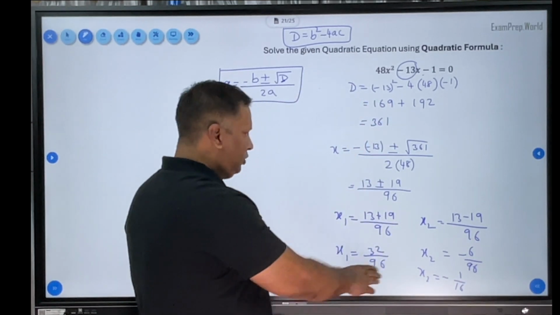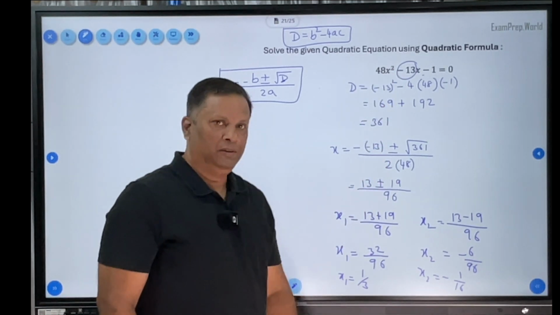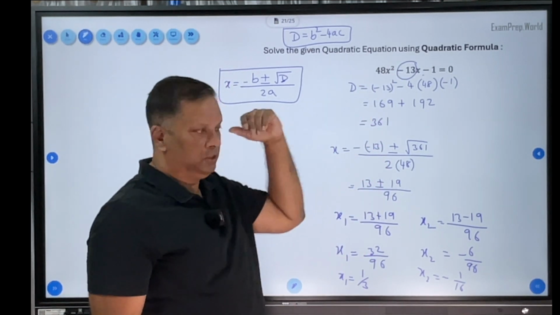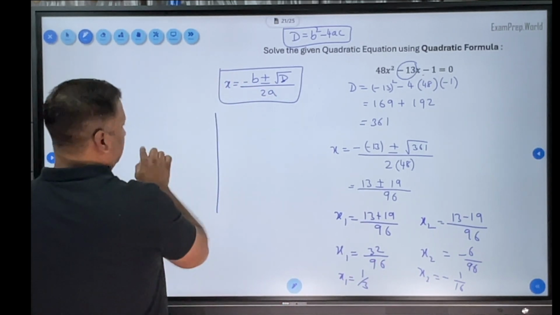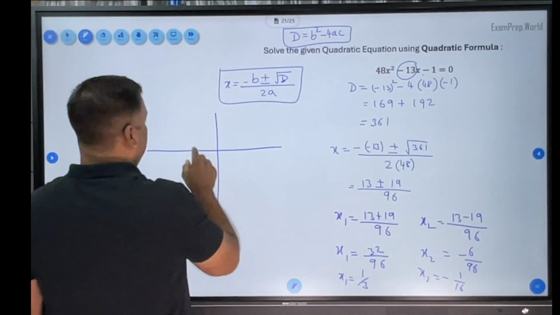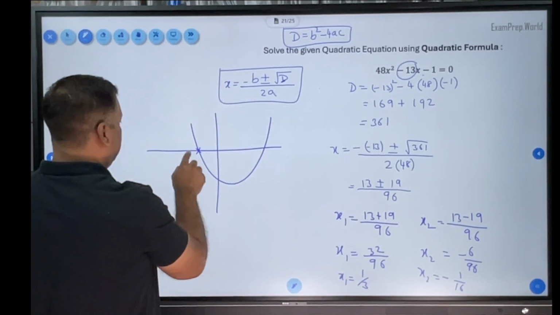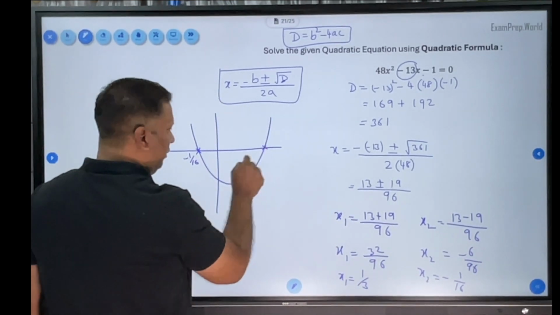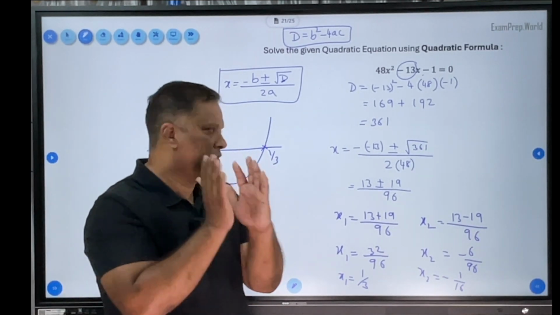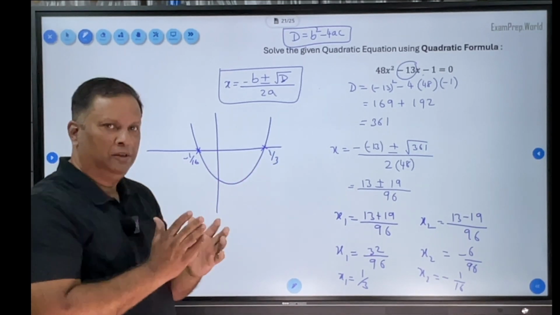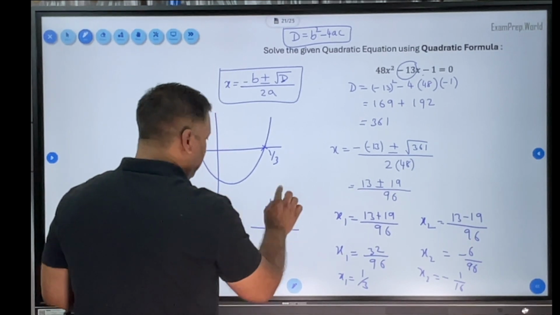Both values, one is positive, one is negative. So using the quadratic formula, we have solved this particular standard quadratic equation or function. So what do this x1 and x2 mean? That means it's an upward opening parabola. So definitely this point will be negative 1 by 16 and this point will be 1 by 3. The parabola will be very narrow, because 1 by 16 and 1 by 3 are both less than 1. So in reality, the parabola will be something like this.